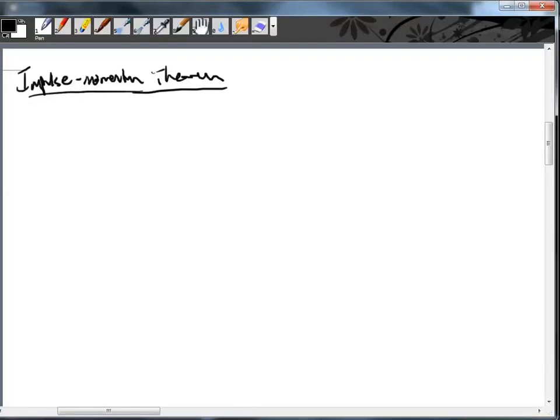Okay, we're going to start pretty simple. We have a crate, because we love crates. Okay, the crate is on wheels on a frictionless surface and has mass m.